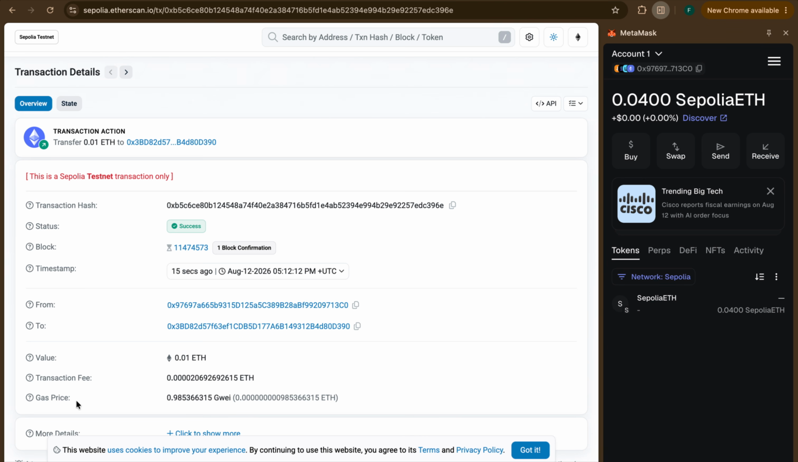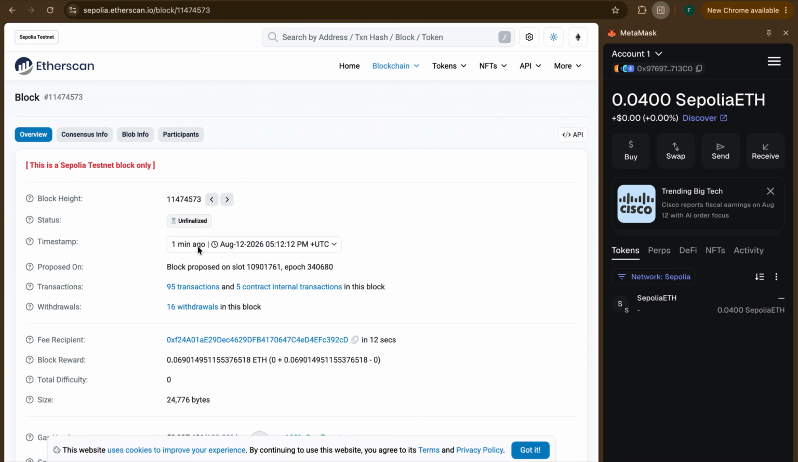We do have our gas price. This was what it took to send a transaction. And this is the block which the transaction is part of. You know, we discussed how blockchain works. A block contains transactions, so the transaction is in this block, right?